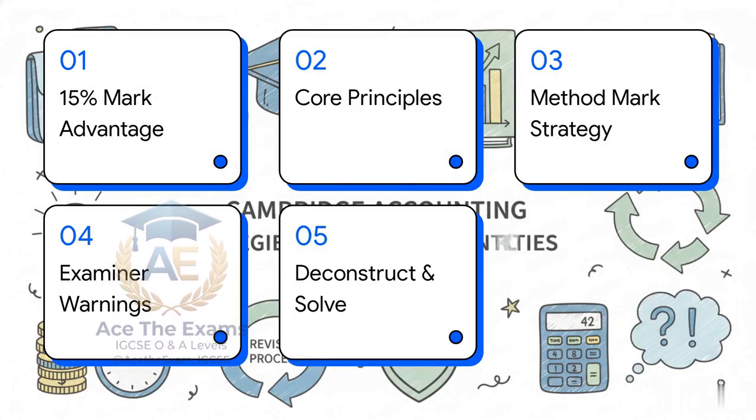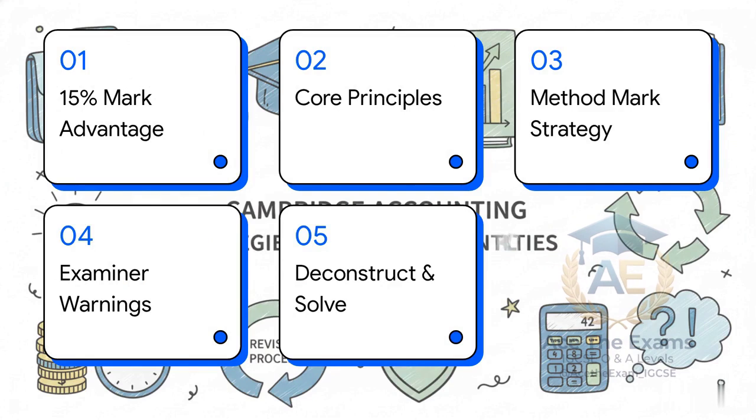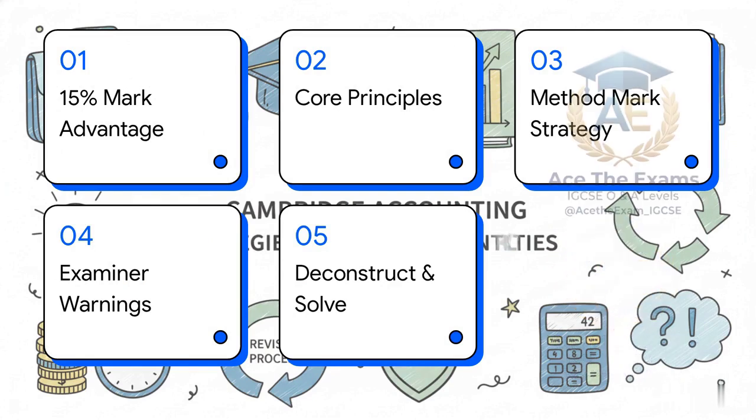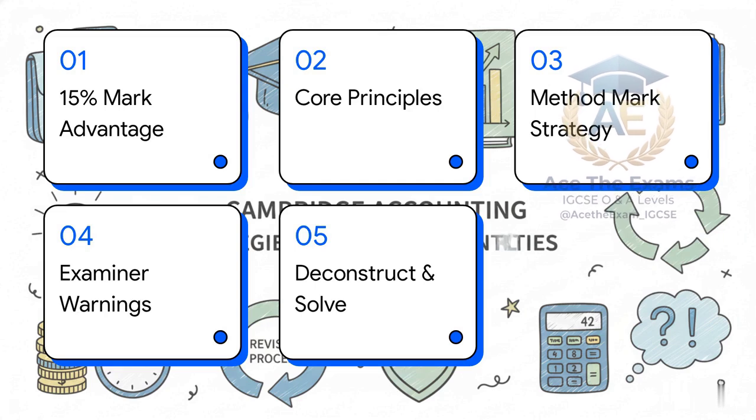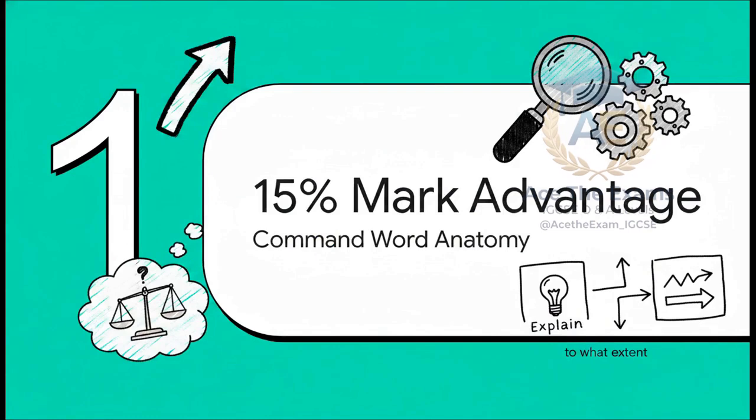Here is our structured roadmap for the session. We'll start with the 15% mark advantage, move into core theoretical principles, unlock the method mark strategy, highlight critical examiner warnings, and finish with our ultimate framework: deconstruct, solve, evaluate. Let's kick things off with Section 1, the 15% mark advantage.